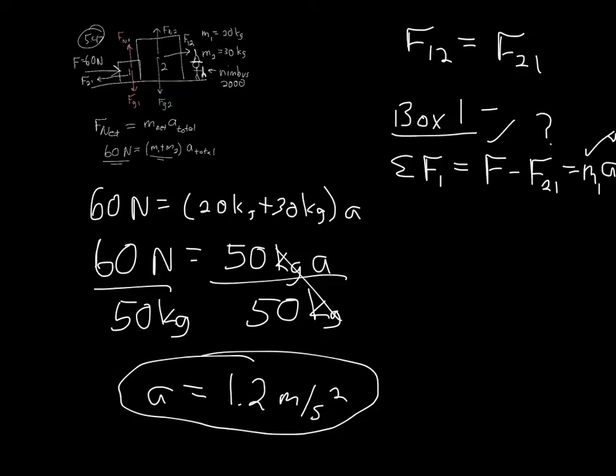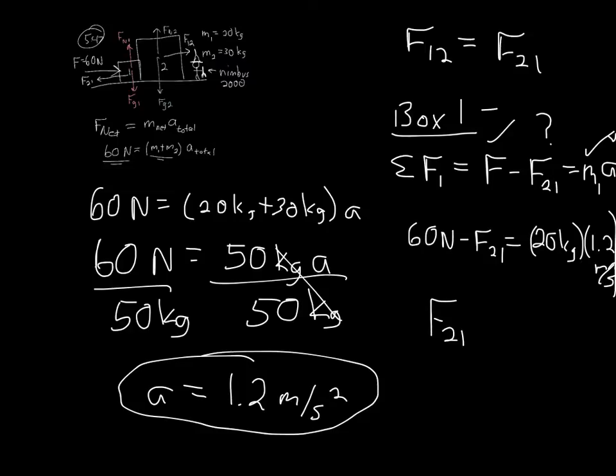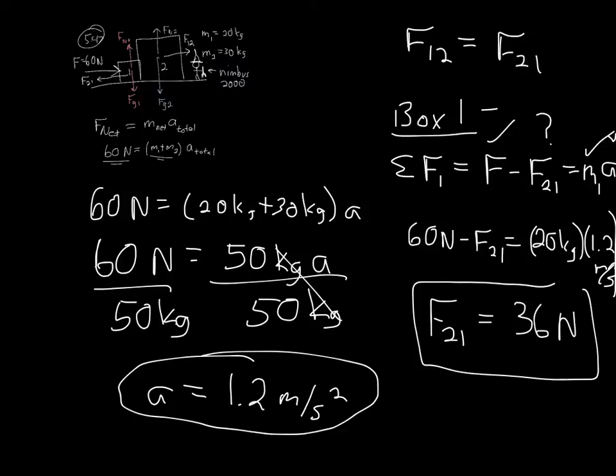So let's plug in some numbers. What is F? 60 newtons, minus F of 2 on 1, equals mass 1. What's mass 1? 20 kilograms. What's the acceleration? 1.2 meters per second squared. Okay. We should be able to do this algebra out. I'm not going to solve it all the way. Plug in your numbers, and what do you get? You should get 36 newtons. Yep.